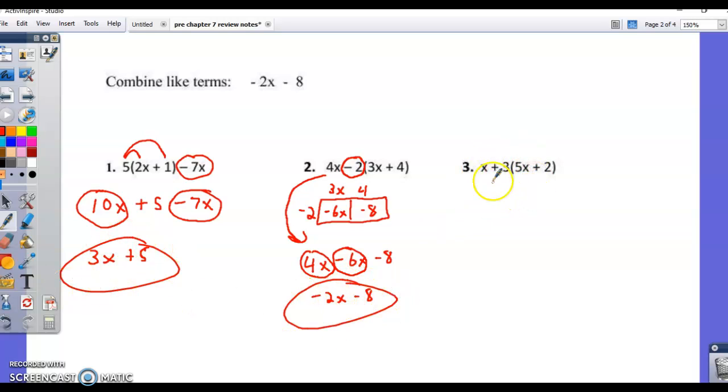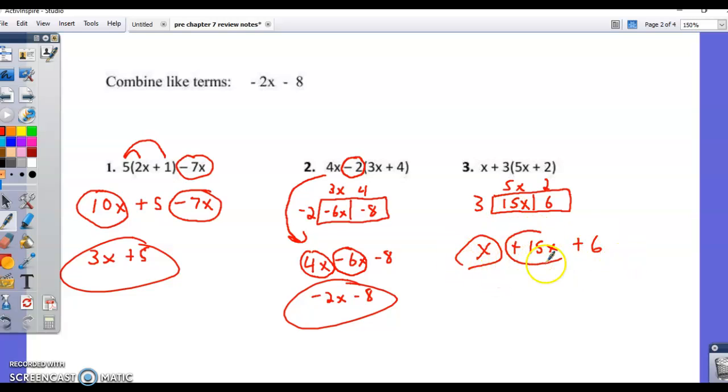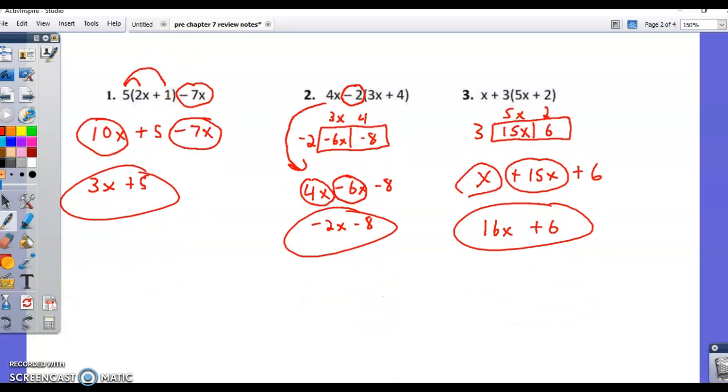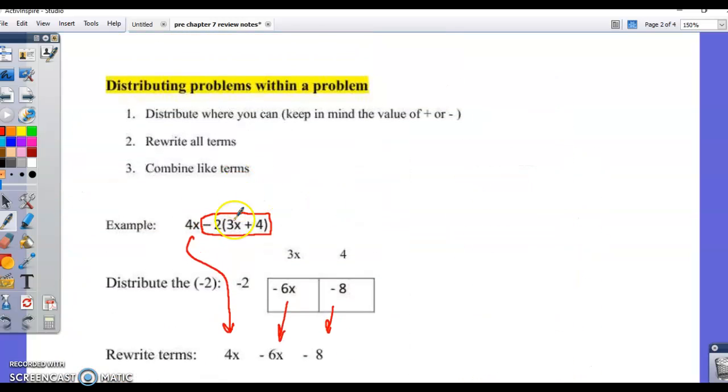Here we're distributing the 3, so if I do the box, 3 on the outside, 5x and 2 on top, so 15x and 6. I'm going to bring this x down first, so we have our x plus 15x plus 6. So our like terms here will be the positive 1x and positive 15x, which would be 16x plus 6. So that would be our final answer there. So again, distributing and combining like terms, and distributing when it's within the problem. We're going to be doing a lot of that in this next section, so we have to be good at that.